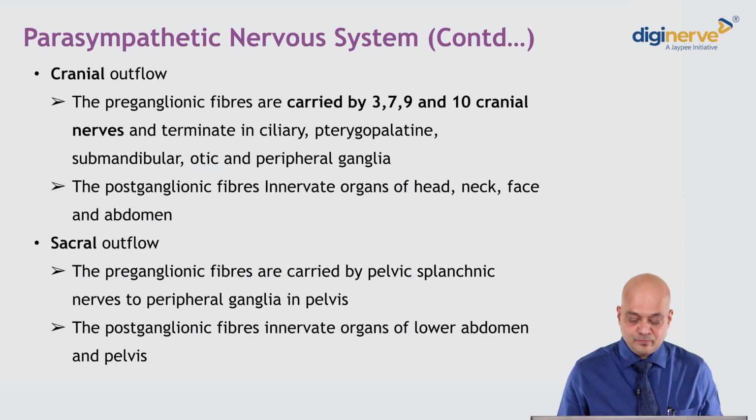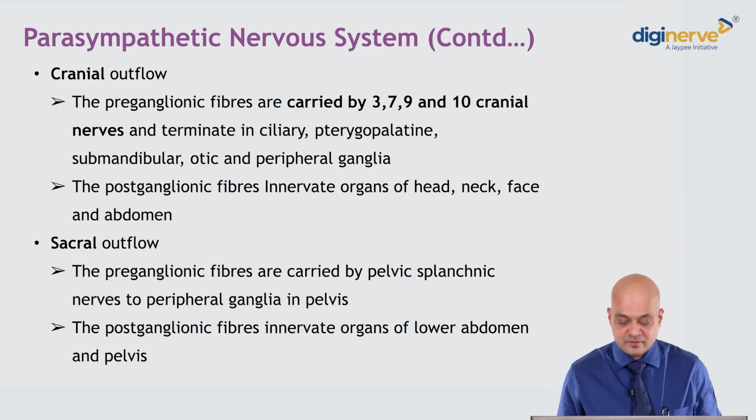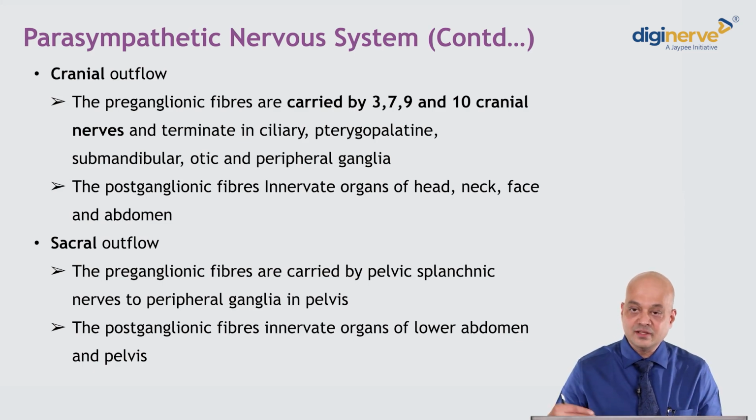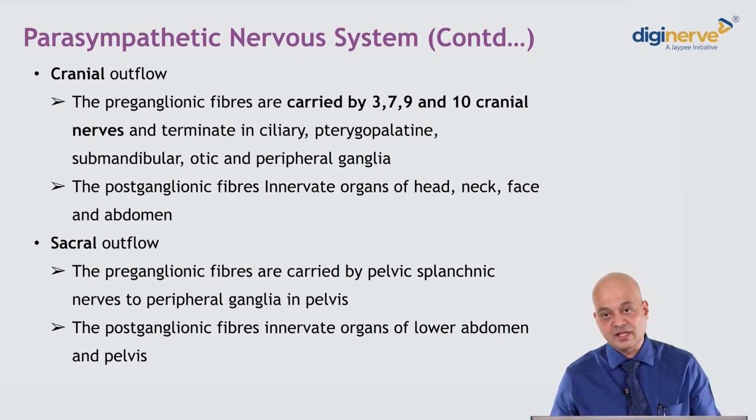Cranial outflow, as I said, is carried by the 3rd, 7th, 9th, and 10th cranial nerves. They terminate in the ciliary, the pterygopalatine, the submandibular, the otic, and the peripheral ganglia. The postganglionic fibers, on the other hand, innervate the organs of the head, neck, face, and abdomen. The sacral outflow is the preganglionic fibers carried by the pelvic splanchnic nerves to the peripheral ganglia in the pelvis, and the postganglionic fibers then innervate the organs of the lower abdomen and the pelvis.